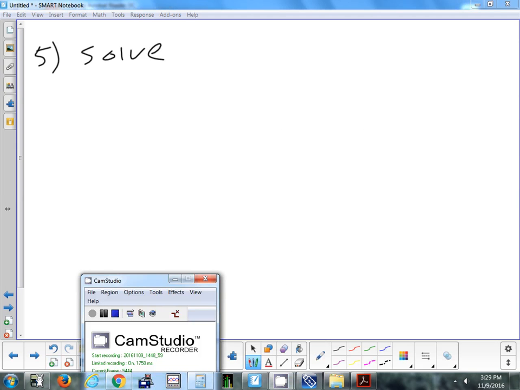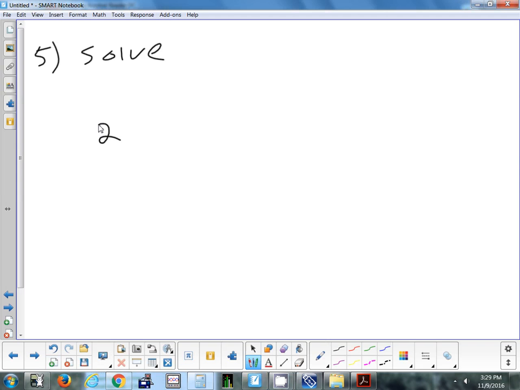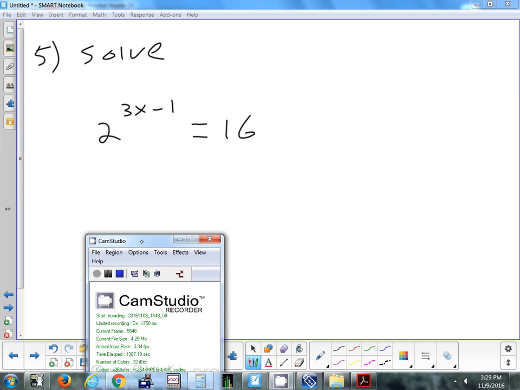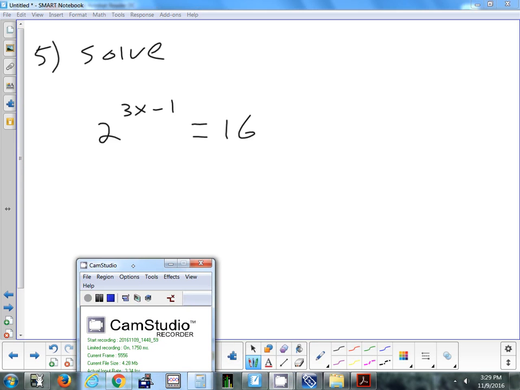Alright, so let's say I ask you to solve something like this. 2 to the 3x minus 1 equals 16. This is going to be kind of like one of the ones we did in the homework. This is just solving an exponential equation.